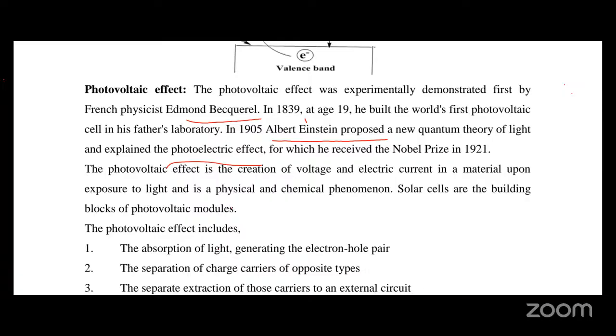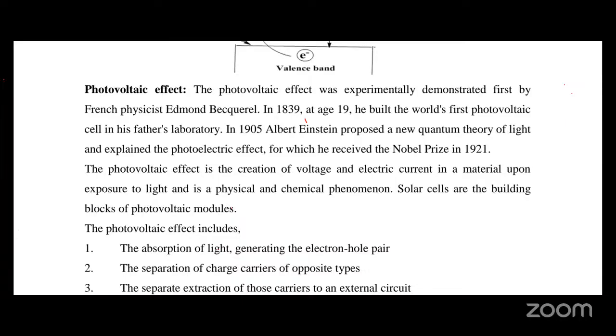Based on that photoelectric effect, the photovoltaic effect was demonstrated by Becquerel. What is meant by this is the creation of voltage and electric current in a material when that material is exposed to light, a physical and chemical phenomenon. The best example is solar cells, the building blocks of photovoltaic modules. The solar cells.